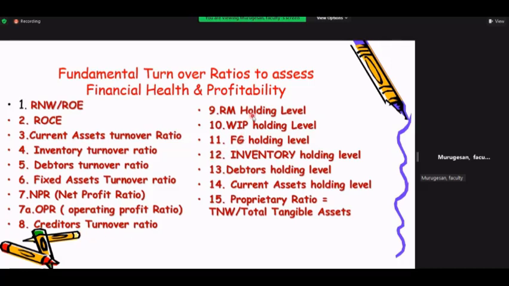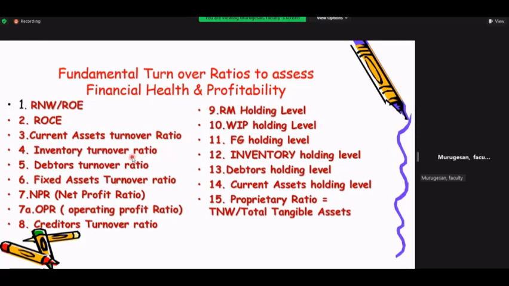Then RM holding level. The holding level and turnover, both are interlinked. How are they interlinked? Just wait. RM holding level: raw material, how many months of raw material are they holding? Work in process: how many months until raw materials are converted to finished goods, the WIP holding level, or cycle. Here, instead of holding level, the correct word is cycle. Finished goods holding level: how long are the finished goods remaining in the godown? Inventory holding level: how much inventory?